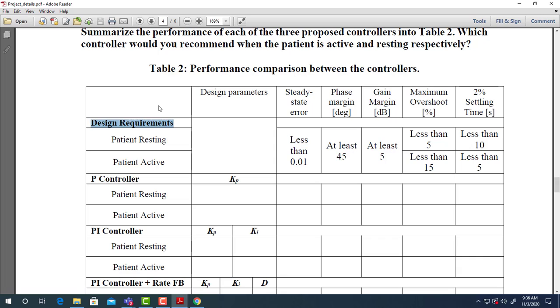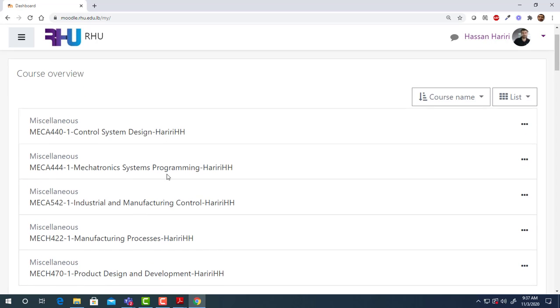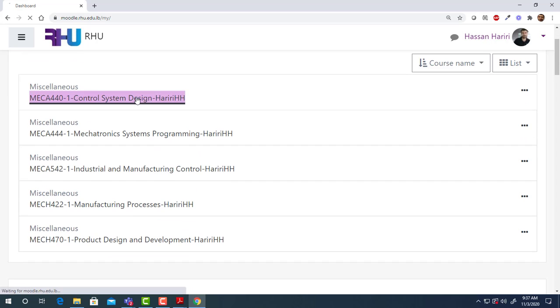So you have design requirements. My design requirement is that I want you to design a controller for a steady state error less than 0.01, for a maximum overshoot less than 5 or less than 15%. Also I have a design requirement like a settling time less than 10 seconds, or less than 5 seconds in a different scenario. Okay, so those are design requirements. You need to translate them to pole placement and then design your controller.